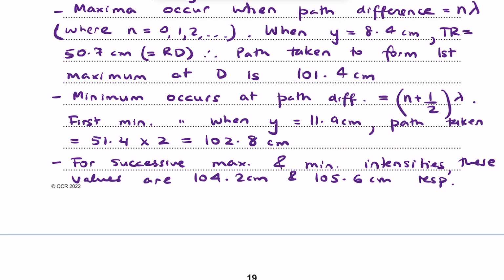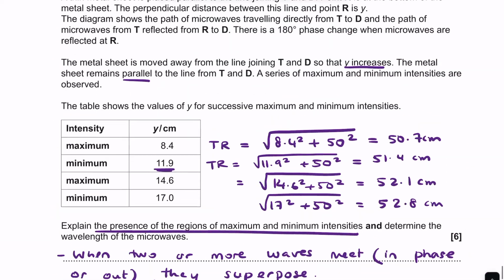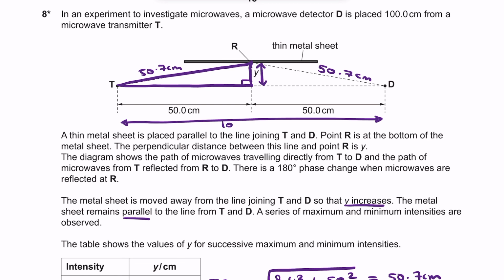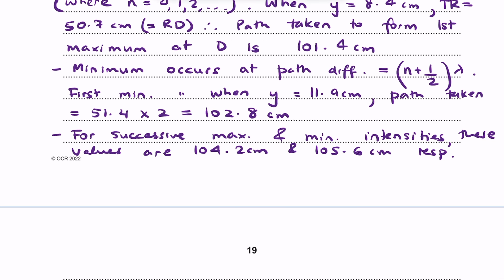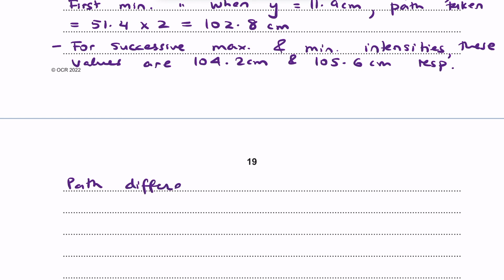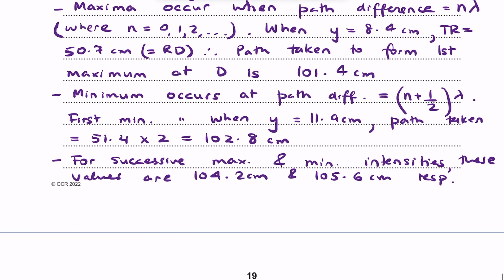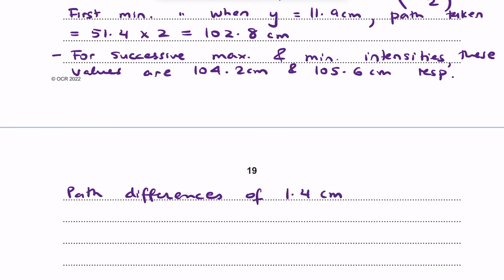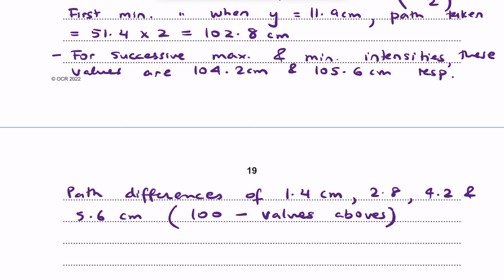So these are the paths taken. The path difference is the difference between the original path, which is just 100 centimeters from T to D, and the path that's actually taken by the microwaves, which is from T to R and R to D. So the path differences, I'm just going to write them down: 1.4 centimeters, because that's 101.4 minus 100. Similarly, you have 2.8 centimeters, followed by 4.2 centimeters and 5.6 centimeters. That is basically the values above minus 100. That's how I ended up getting it. So the path differences are done.